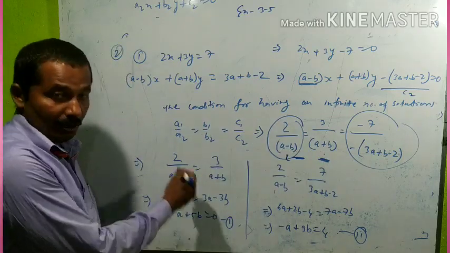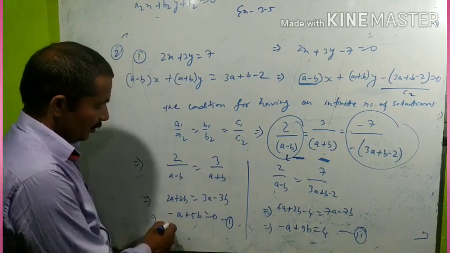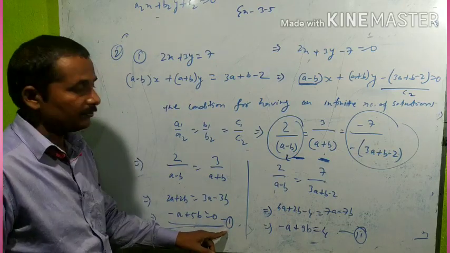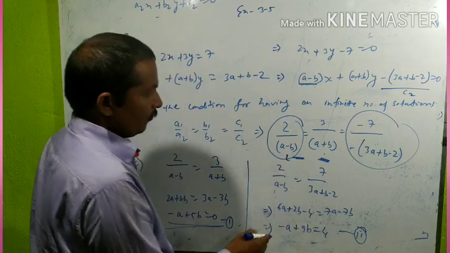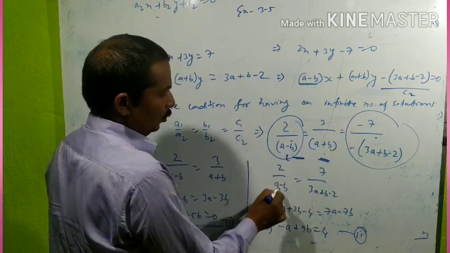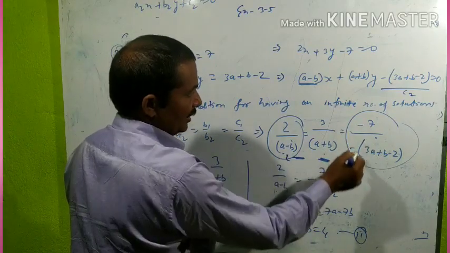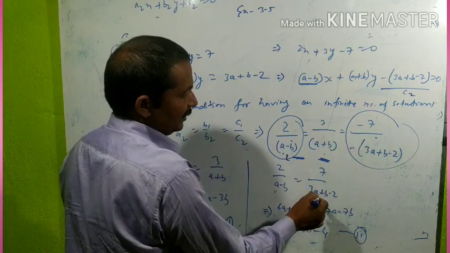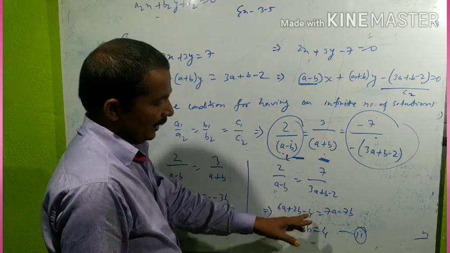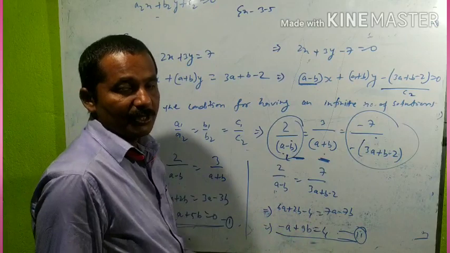Then I have done cross multiplication, and after doing cross multiplication, we have this equation. Suppose it is equation number first. And second, I have equalized this one and this one. 2 by a minus b, and minus 7 by minus of 3a plus b minus 2. The minus and minus I have cancelled here. So 7 by 3a plus b minus 2. I have equalized these two, and then I got this equation. Suppose this is equation number second.